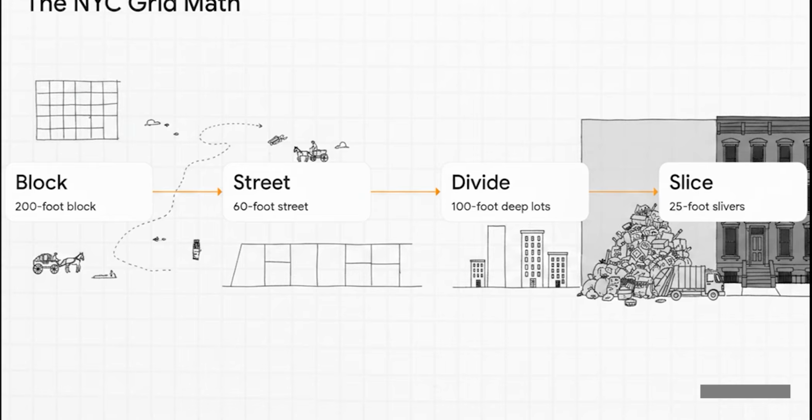The city planners basically approached this like a giant math problem. Step 1, they took a 200-foot block. Step 2, they followed it with a 60-foot street and just repeated that pattern over and over. Then, they divided those 200-foot blocks in half to make 100-foot deep lots, and finally, they sliced those lots into 25-foot wide slivers. That 25-foot sliver, that's the fundamental building block of New York.